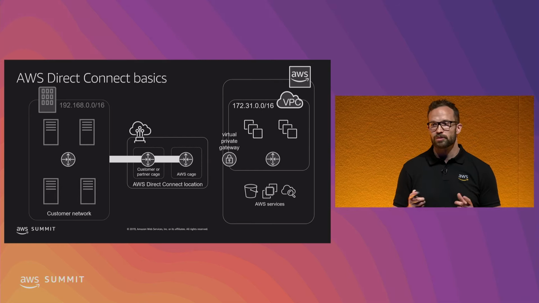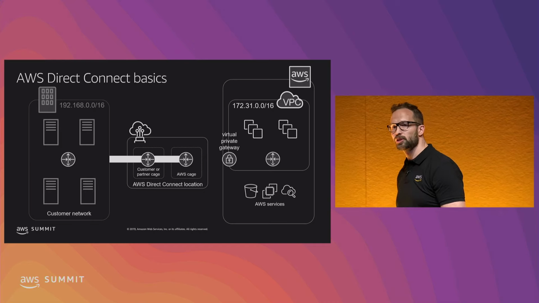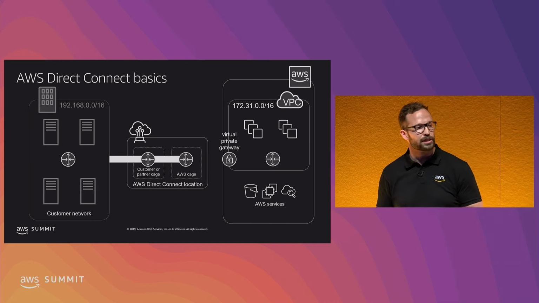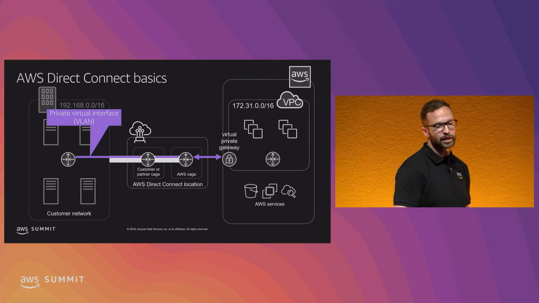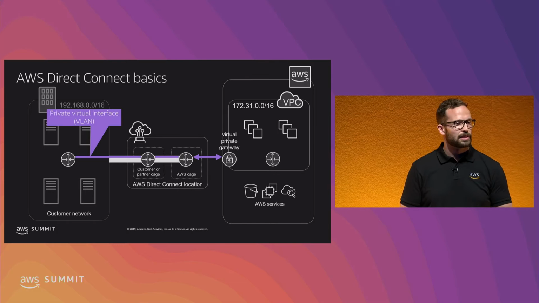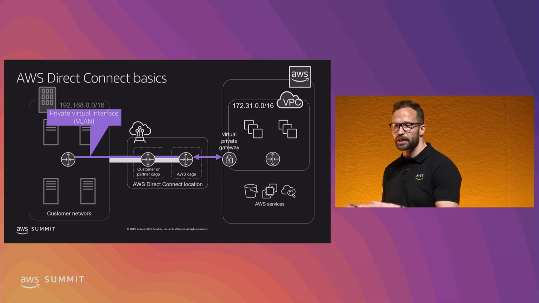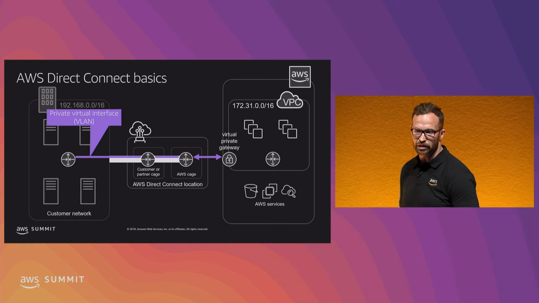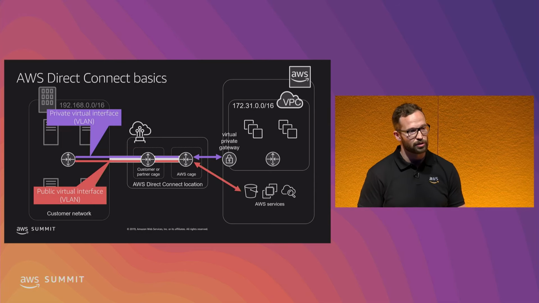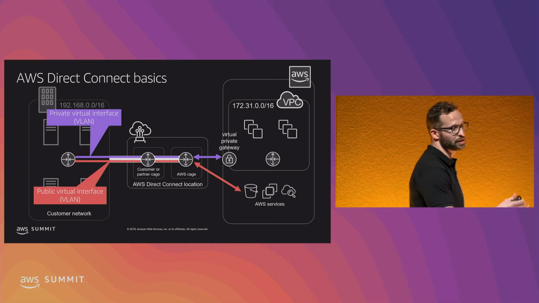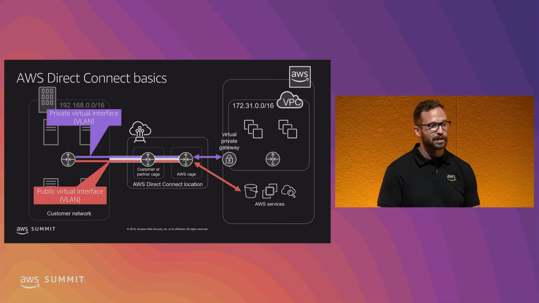On top of that, you now need to start creating your logical connectivity, so your virtual interfaces or VLANs on your side. So first, you can create a private virtual interface. That is an interface that gets you connectivity into your private environment, into the VPC. And for connectivity to outside of that VPC, to the publicly addressed services, you could use the public virtual interface.